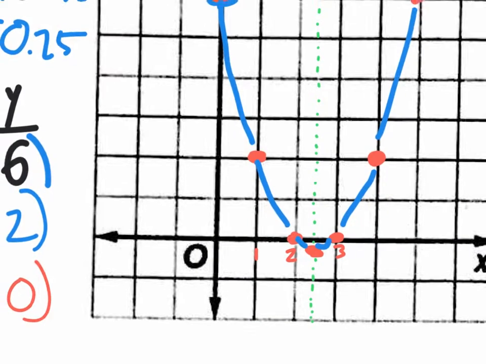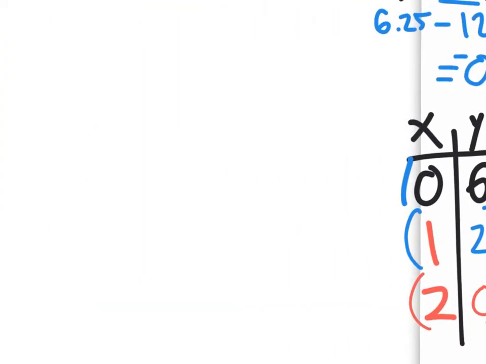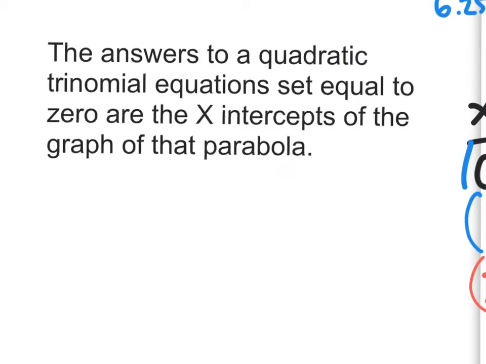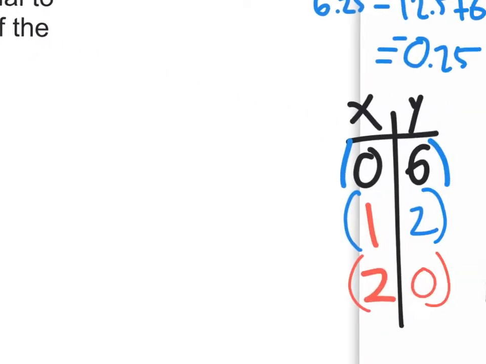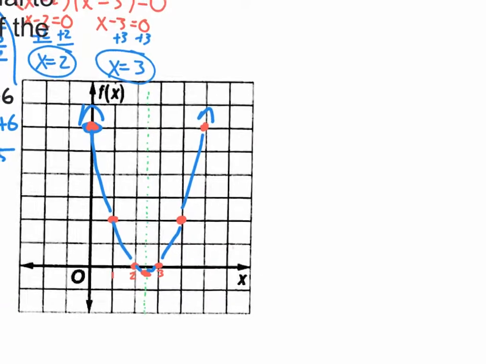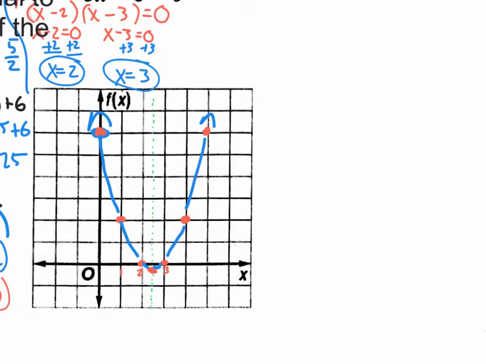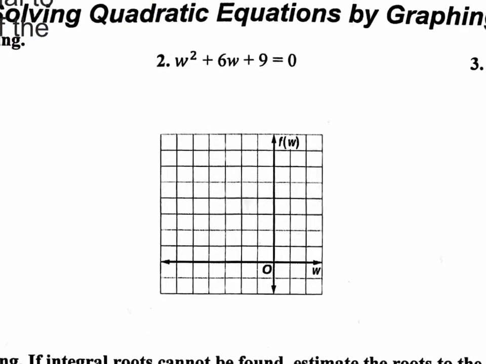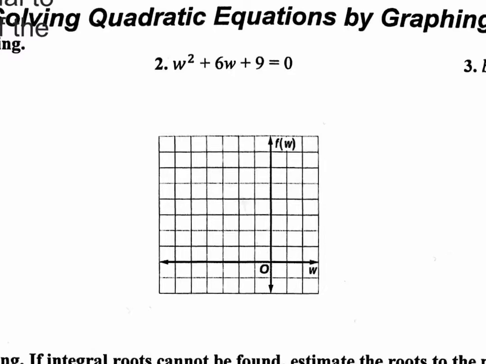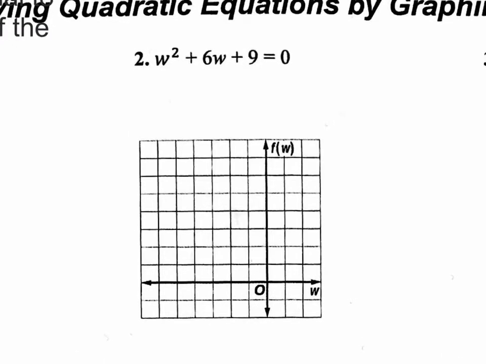So what I want you to walk away with this video is this. The answers to a quadratic trinomial equation set equal to 0 are the x-intercepts of the graph of that parabola. Okay? That's what we need to learn today. So, if you know how to graph a parabola, which we should know from last week, then you'll see where it crosses the x-axis, and those values of where it crosses are going to be the answer to your equation. So, ladies and gentlemen, the quickest way to do it is to factor, split, and solve. But an alternate method is to graph the parabola and find your x-intercepts.